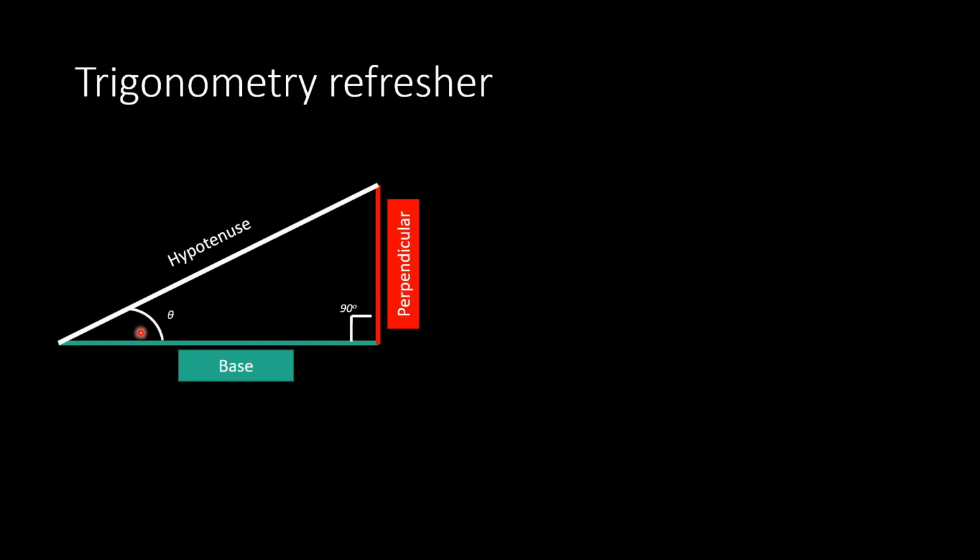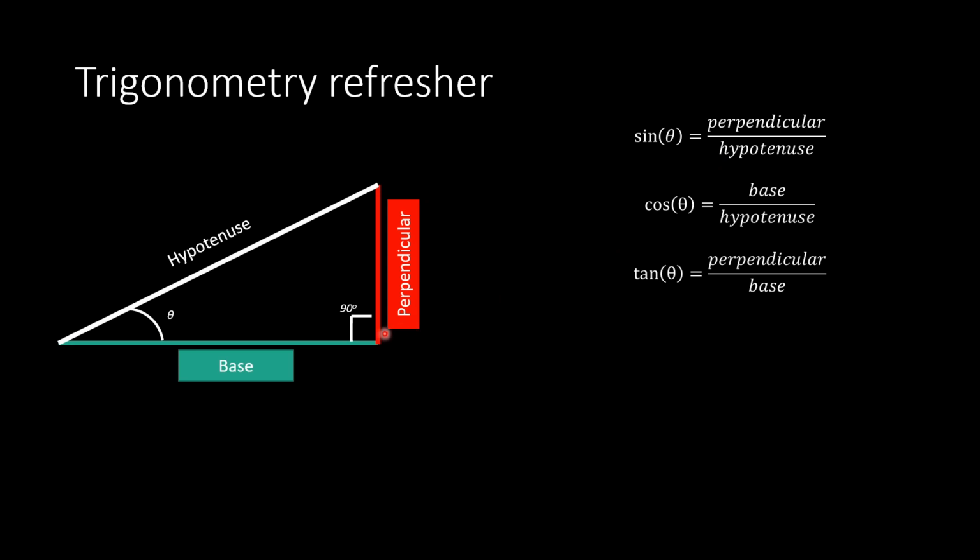Right? And then we've got another angle, which in this case I've drawn next to the hypotenuse and the base, which I've labeled as theta. So in order to find theta, one thing I can do is take sine theta, which is perpendicular over hypotenuse. I can do cos theta, which is base over hypotenuse. And then I can also do tan theta, which is perpendicular over base.